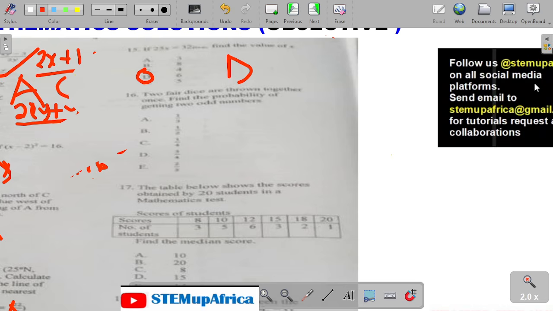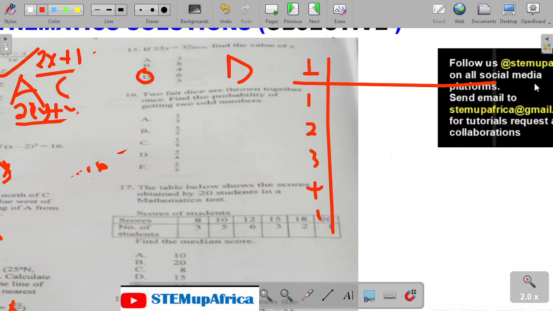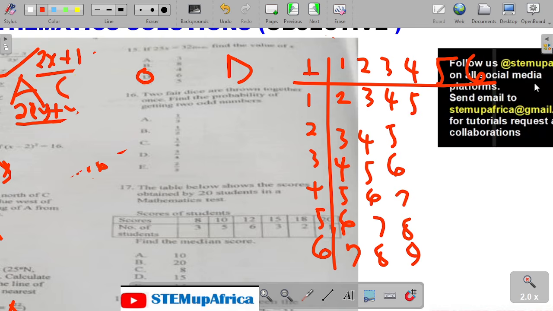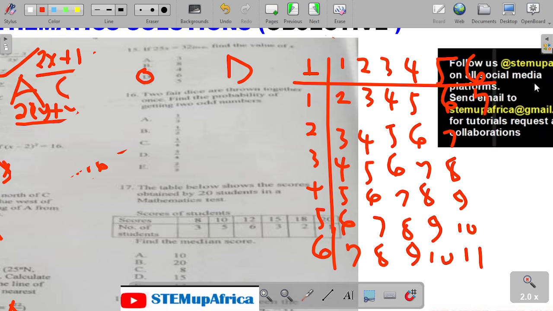Two dice are thrown together. Find the probability of getting odd numbers. If I throw two dice together, this is what I have. Plus 1, 2, 3, 4, 5, 6. 1, 2, 3, 4, 5, 6. Here is 2, 3, 4, 5, 6, 7. Here is 3, 4, 5, 6, 7, 8. Here is 4, 5, 6, 7, 8, 9. 5, 6, 7, 8, 9, 10. 6, 7, 8, 9, 10, 11, 7, 8, 9, 10, 11, 12.